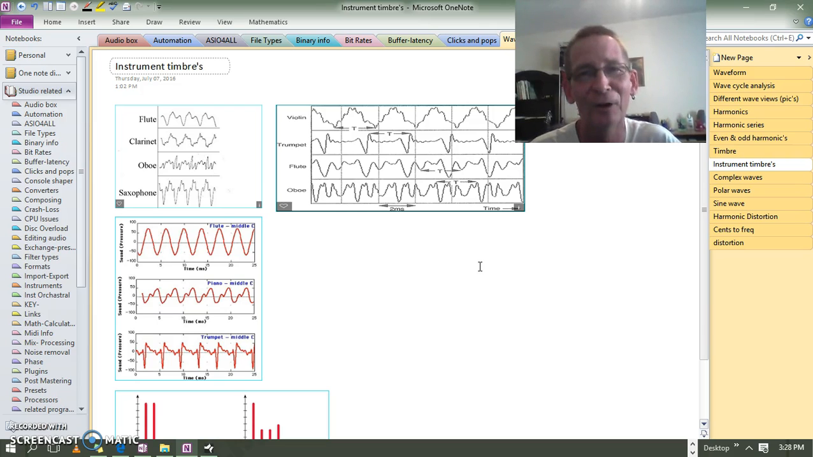But anyway, I hope that gives you a pretty good understanding of timbre, so that when you're dealing with it in music, you have a little bit better understanding of what you're dealing with.